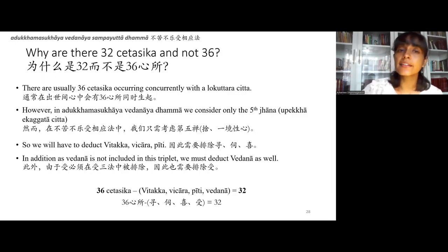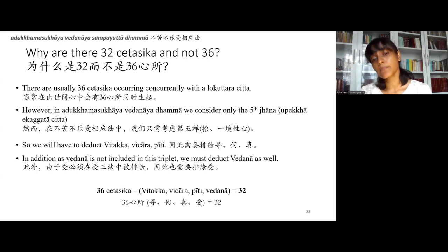So again, why are there 32 cetasika and not 36? Usually we get 36 cetasika occurring together with the lokuttara chitta. But here in Adukkamasukhāya vedanāya dhammā, we are considering only the 5th jhana, the upekha ekaggata chitta only. So we will deduct vitakka, vichara, and piti from the 36. In addition, because Vedanā is not included in this triplet, we will deduct Vedanā as well. So 36 minus 4 mental factors, that's vitakka, vichara, piti, and Vedanā, will give us 32 cetasika.